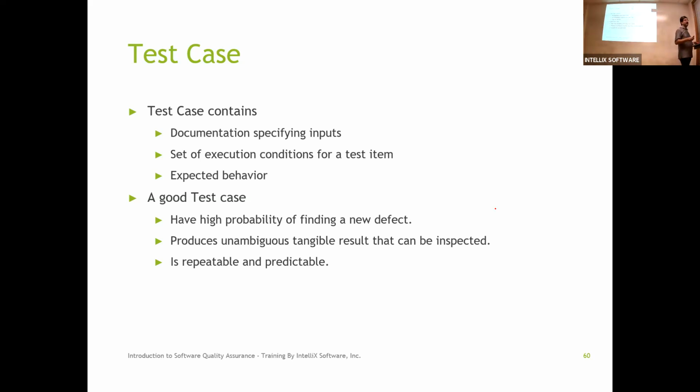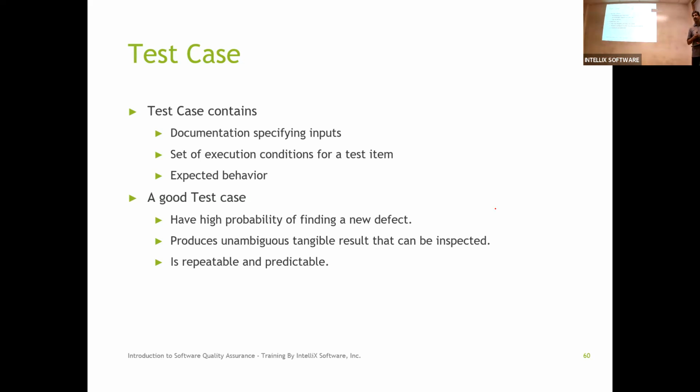A good test case, as we talked about, the whole purpose of running testing is to find a defect. A good test case is one where you have a very high probability of finding a defect. Another important characteristic of a good test case is that it should provide you an unambiguous expected result.